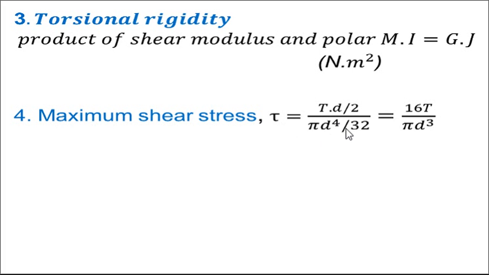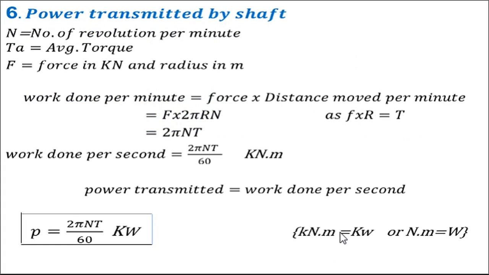Here the polar moment of inertia is written, and T is there, and d by 2 is the radius. After simplifying, we get 16T divided by pi d cube. So you can directly determine the maximum shear stress tau by using this particular formula. This is the relation. After that, power transmitted by the shaft.